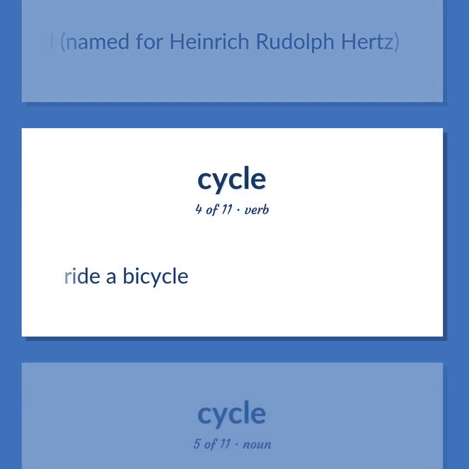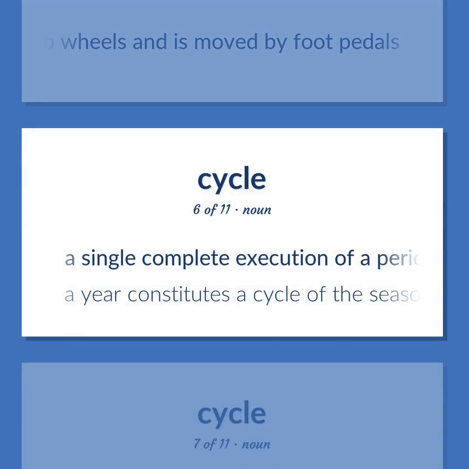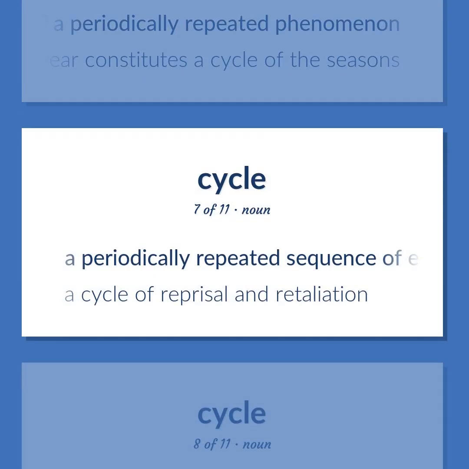Ride a bicycle. A wheeled vehicle that has two wheels and is moved by foot pedals. A single complete execution of a periodically repeated phenomenon. A year constitutes a cycle of the seasons. A periodically repeated sequence of events. A cycle of reprisal and retaliation.